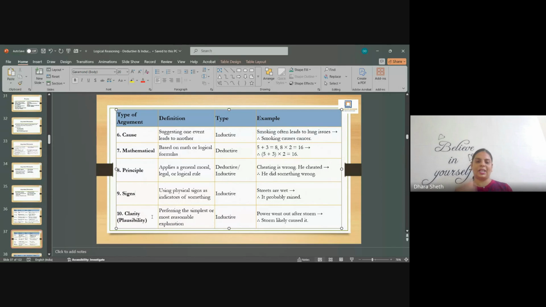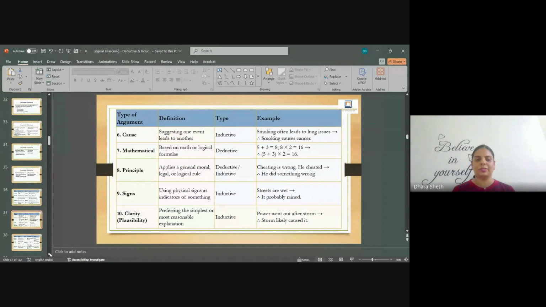Clarity: argument based on clarity or plausibility. Preferring the simplest or most reasonable explanation. Now, because it is the most reasonable explanation, again, it is inductive. Power went out after the storm. Therefore, most likely, the storm caused it. Okay? Higher probability of it instead of a part malfunctioning. That way. Clear with these 5 types of argument?